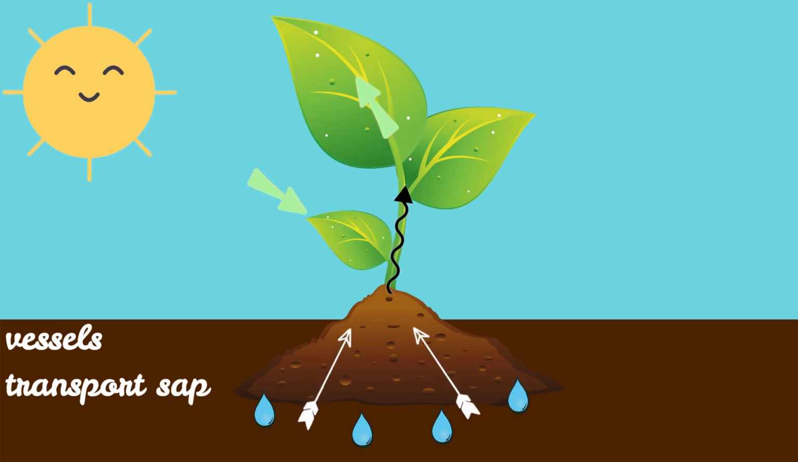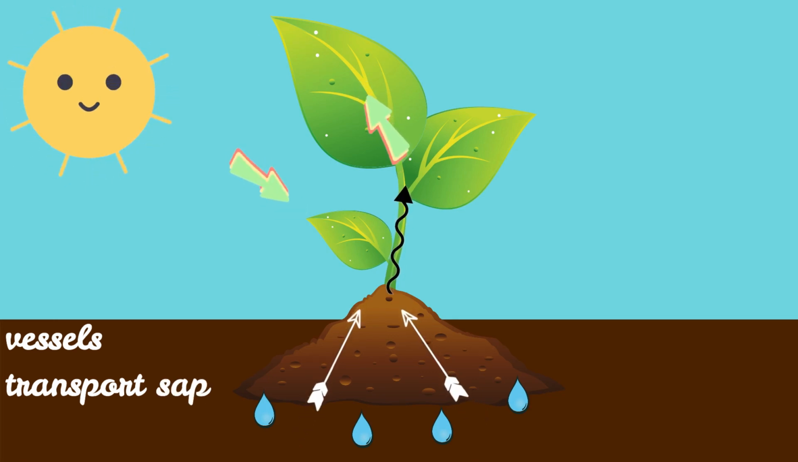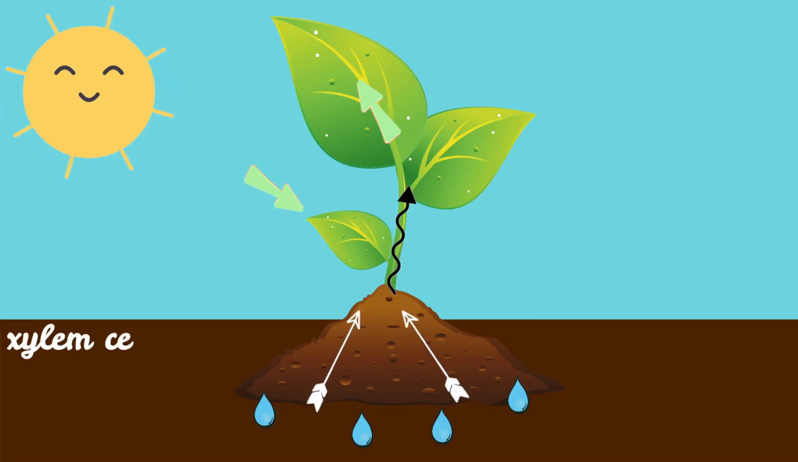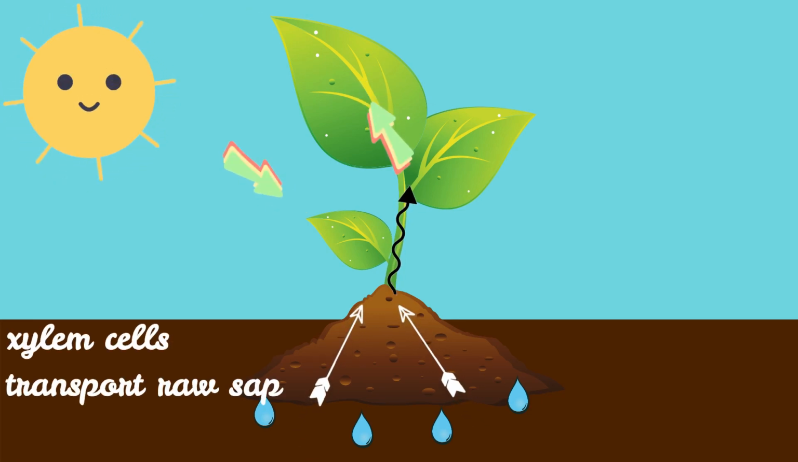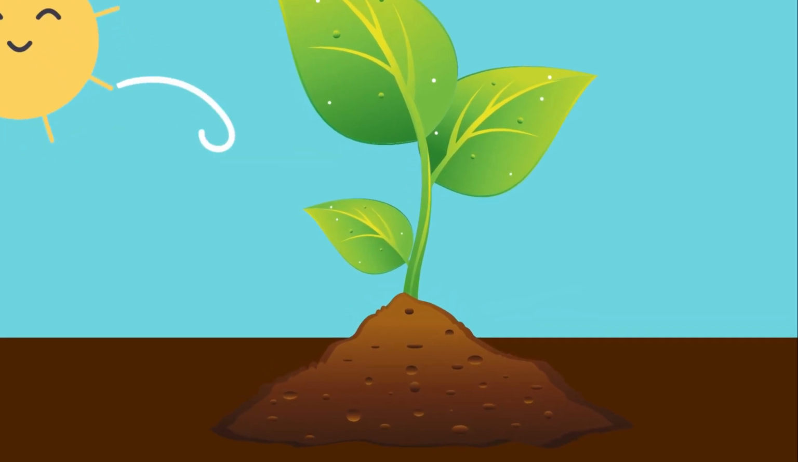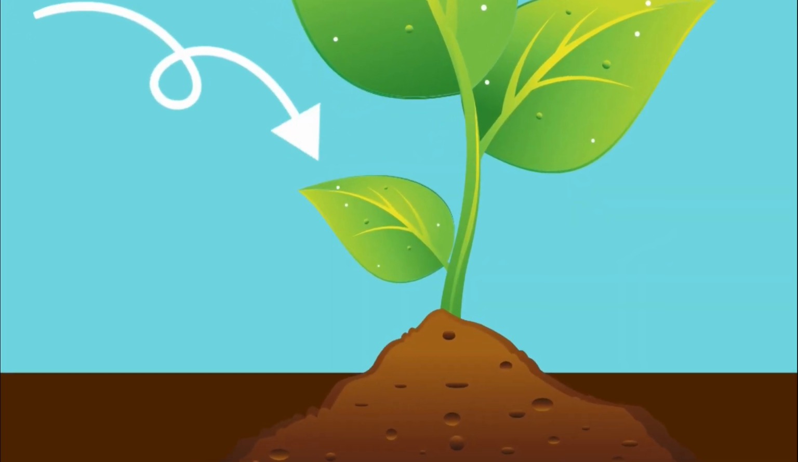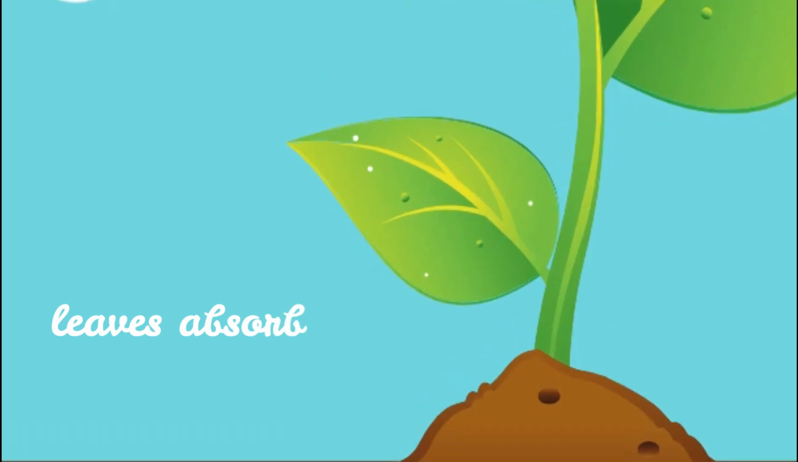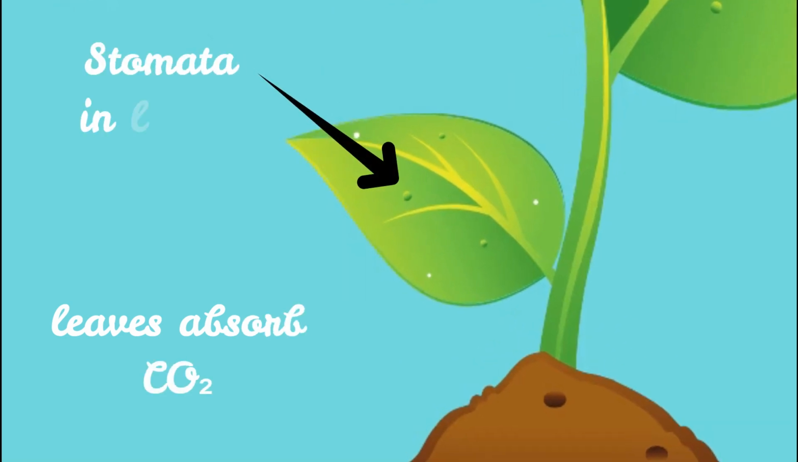Now that we know that there are two types of vessels, we know that they go all the way up to the plant. The xylem cells transport the mixture of water and minerals that were absorbed by the roots, and this mixture is called the raw sap. And the xylem cells transport the raw sap through the stem to the leaves. Then the leaves absorb carbon dioxide through their stomata. The stomata are like tiny dots that are on the leaves of the plant.